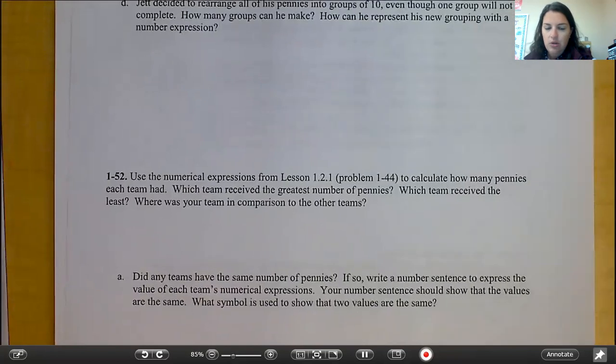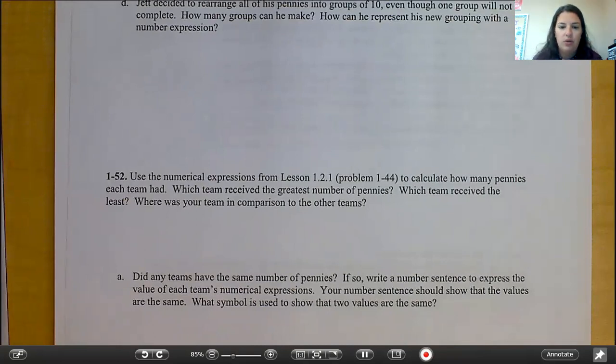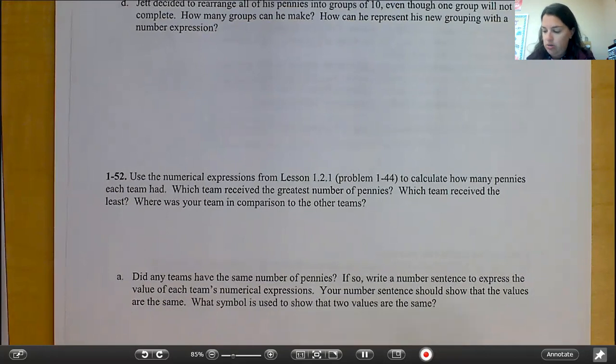152 says, use the numerical expressions from lesson 121, problem 144 to calculate how many pennies each team had. Which team received the greatest number of pennies? Which team received the least? Where was your team in comparison to the others? So you need to go back and look at your notes from problem 144. 144 is the whole lesson where you did the gallery walk and looked at other teams' representations. So you're going to want to do that. Look and then continue to answer the questions.